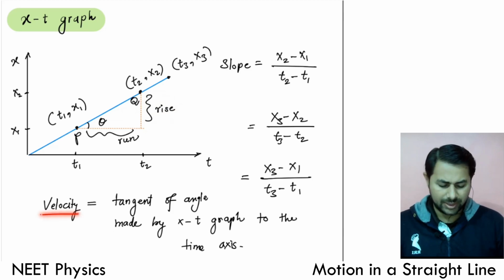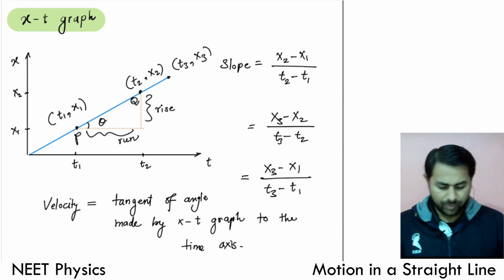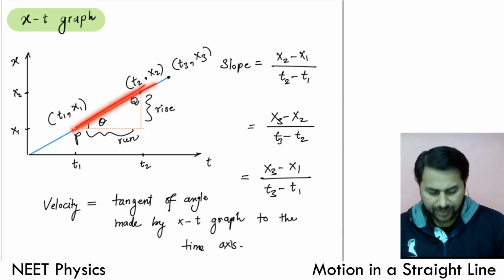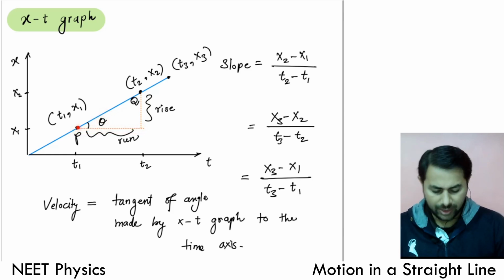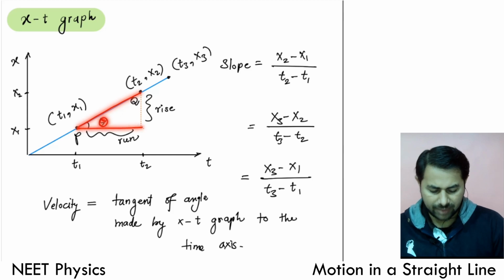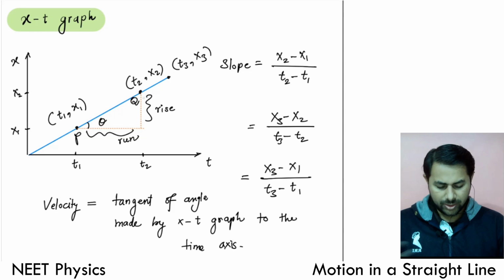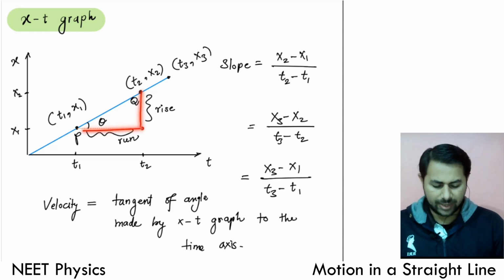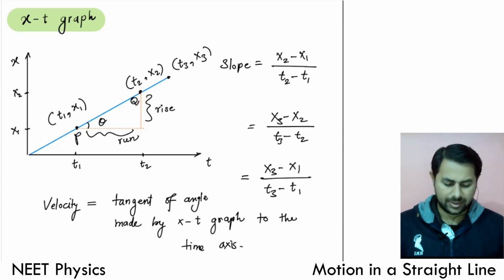Okay, so velocity is just the slope of the position versus time graph, that is the average velocity, and we know that the slope is equal to... suppose this line makes some angle theta with the horizontal axis. Then what is the slope? If you see, it is the tan of this angle theta, right?